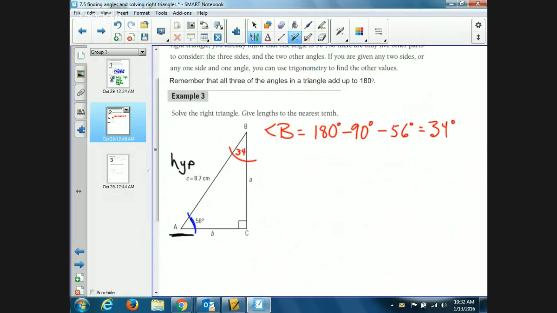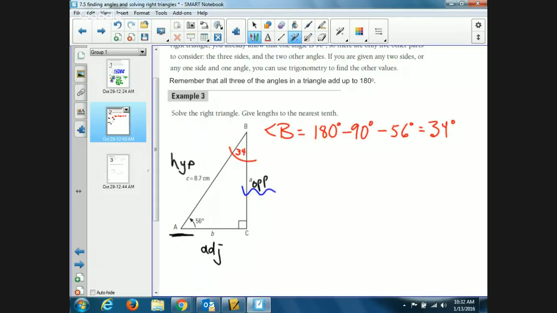According to angle A, what is side B? It's the adjacent. Good. And from angle A, what is side A? It's directly across. It's opposite. Now, we've got a couple of things to do. Do we want to solve for A first? Okay, sounds good. Solving for A.